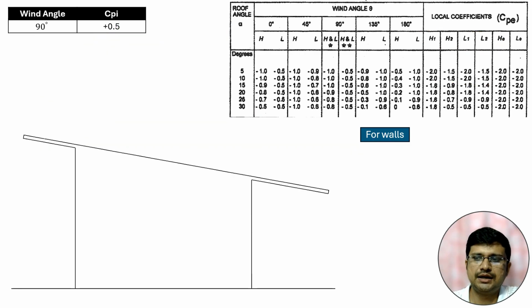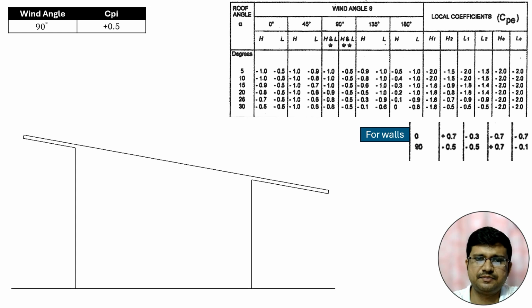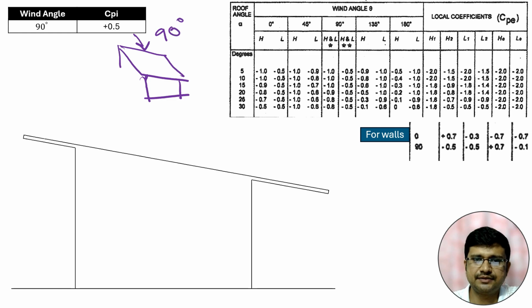Now this is when wind angle is 90 degree. 90 degree means this is our monoslope roof and wind is coming from this direction. This is 90 degree. So neither this side nor the opposite side are windward direction. So now first we write the value of CP. Our angle is 10 degree, our wind angle is 90 degree. Here not 0 degree, it is 90 degree.